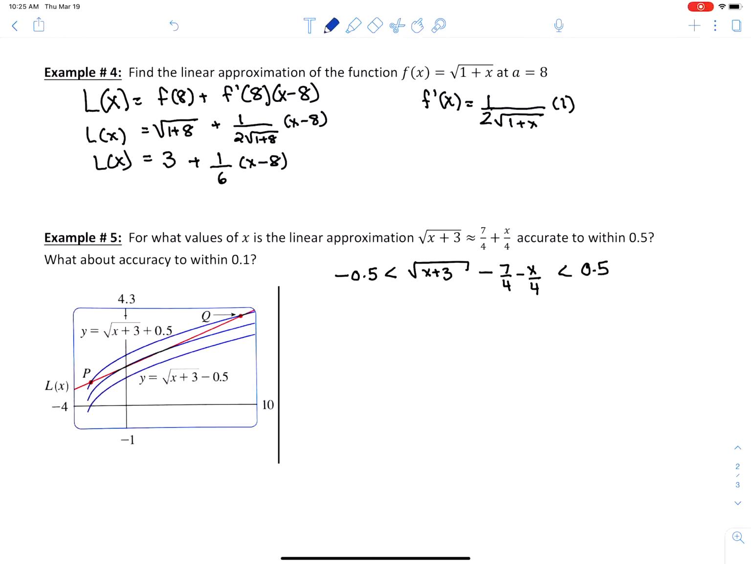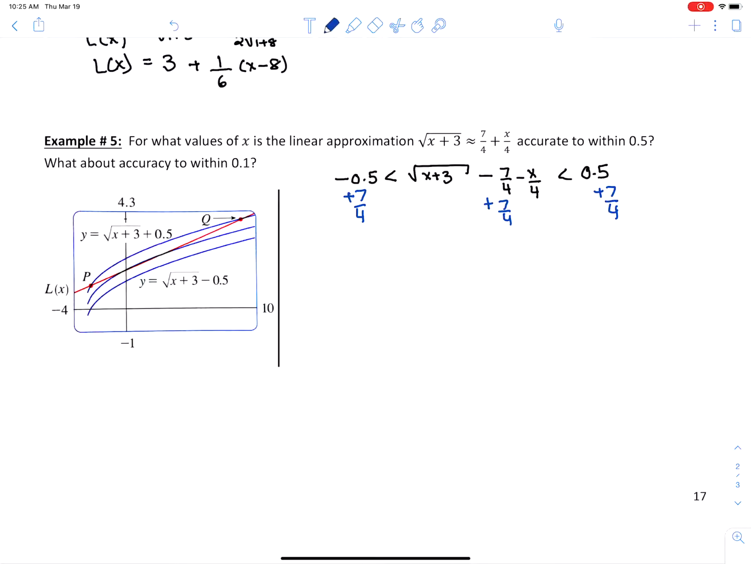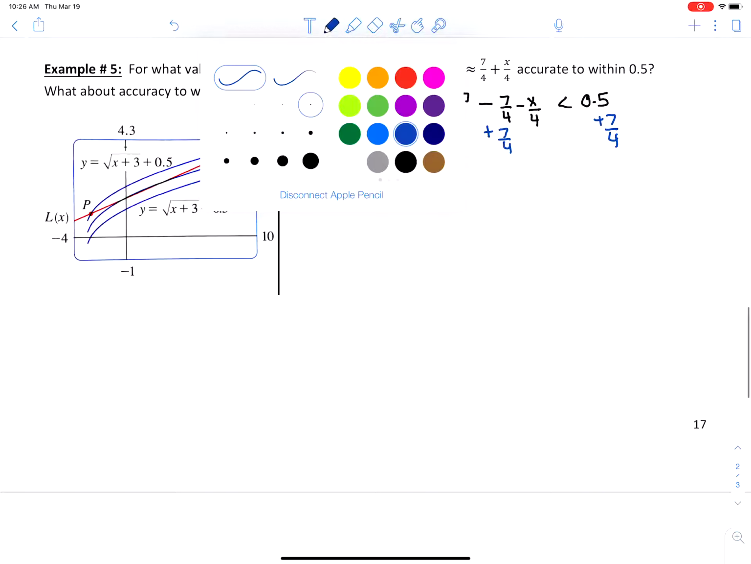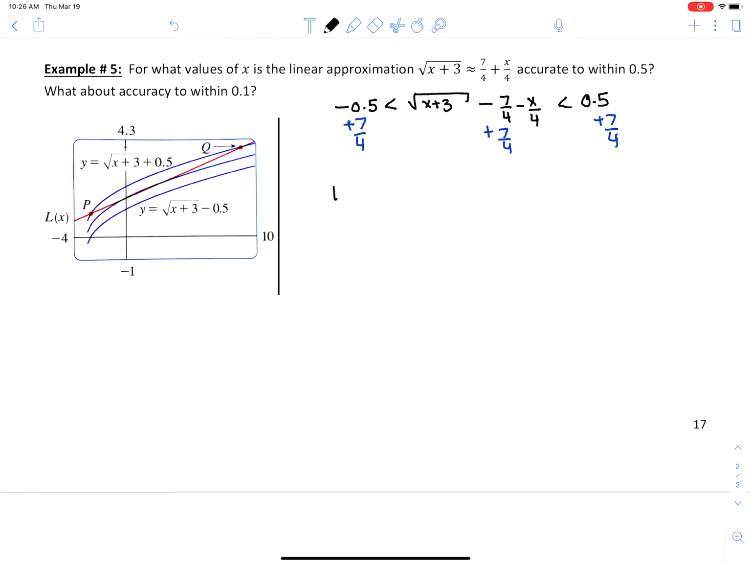So to do that, I'm going to add 7 over 4 on both sides. Okay, so when I do that, negative 0.5 plus 7 over 4 is 1.25. So 1.25 has to be smaller than root x plus 3 minus x over 4, which has to be less than 2.25.